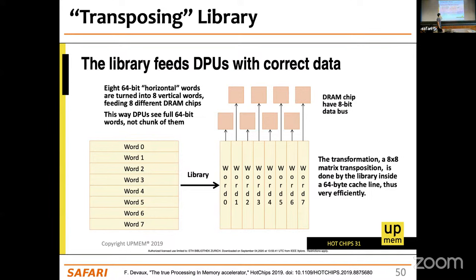So what the runtime library does is that it transposes, remaps the data in software so that we assign to each of the banks and to each of the DPUs in each of the chips the amount of data that the programmer wants to assign. So that can be rearranged in software and then we perform the actual transfer.